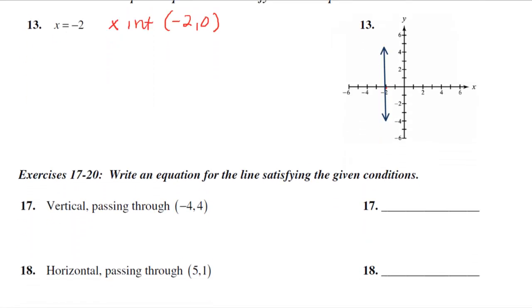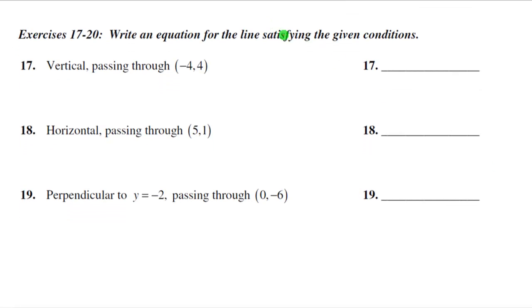In the next exercises, we're going to write an equation for the line satisfying the given conditions. So we want a vertical line that passes through the point (negative 4, 4). Well, you know that a vertical line has an equation of the form x equals some number. All of the x-coordinates of the points on this vertical line are going to be the same, and they're going to be that number. For us, that's negative 4. So the equation of the vertical line that goes through (negative 4, 4) is x equals negative 4.